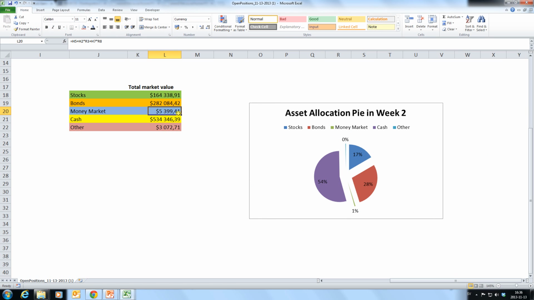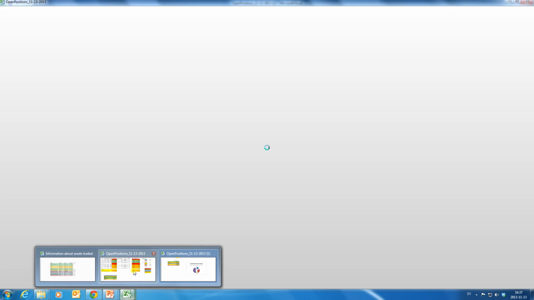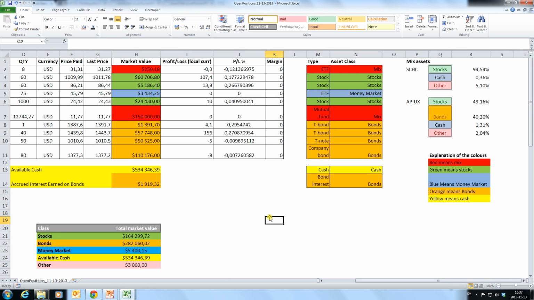And let's say I would have a little bit more in money market, maybe $50,000. Then it will change, of course, so that money market is actually a slightly larger part of this pie. And here I have a summary where I've made an explanation of what I've said. So the red means other, the green means stock, the blue means money market, orange means bonds, and the yellow means cash.